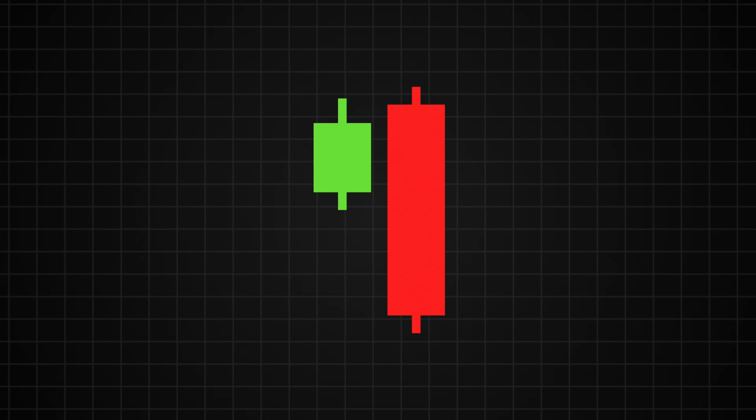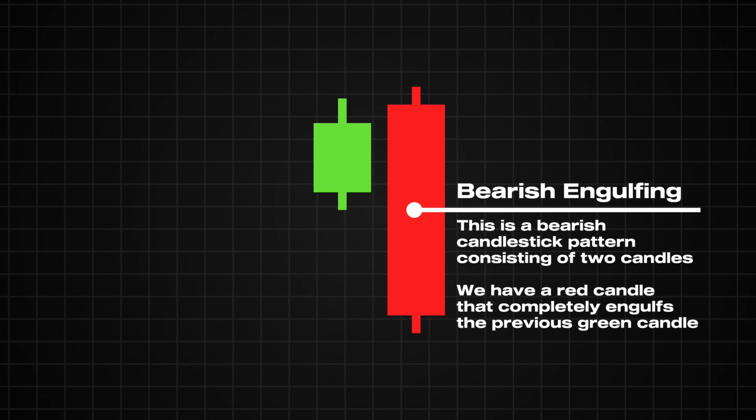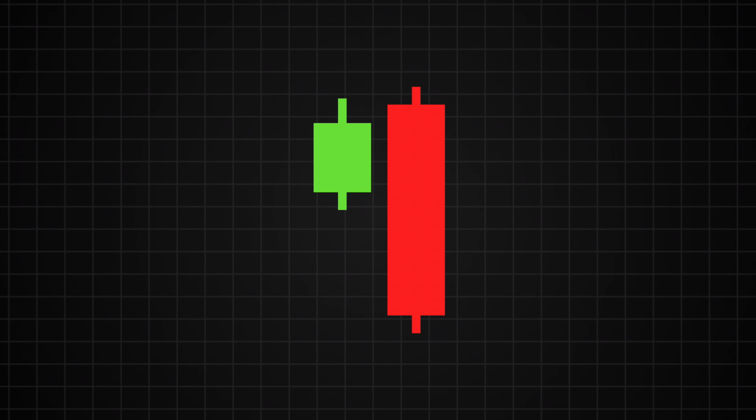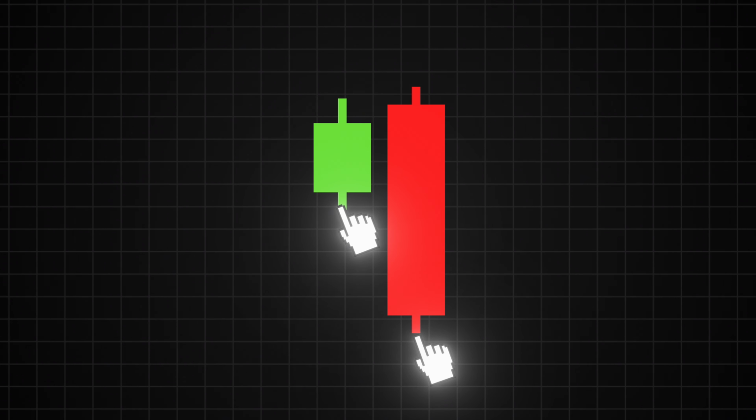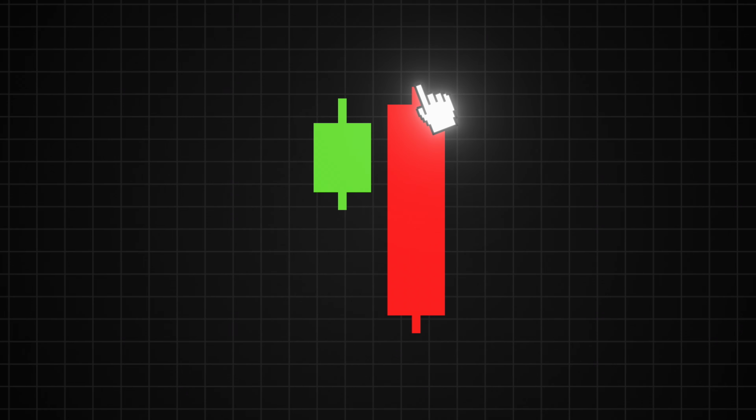A bearish engulfing is a 2-candle pattern where the red candle fully engulfs the green one. The low of the red candle is below the low of the green candle, and similarly the high of the red candle is above the high of the previous green candle.